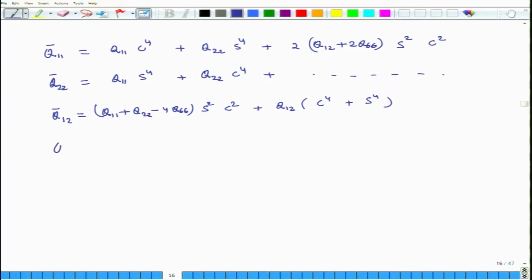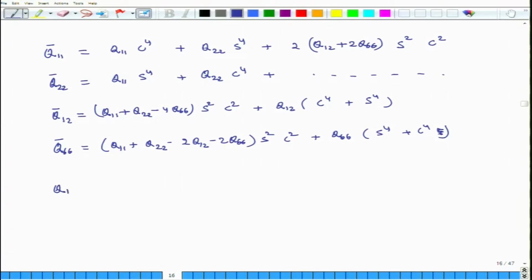Okay. Q66 bar equals, so these are complicated relations, but if you know the mathematics, then you can compute them, and you can even create a small code which will compute all the Q's for your composite. So, (Q11 plus Q22 minus 2 Q12 minus 2 Q66) sine square theta cosine square theta plus Q66 times (sine 4 theta plus cosine 4 theta).